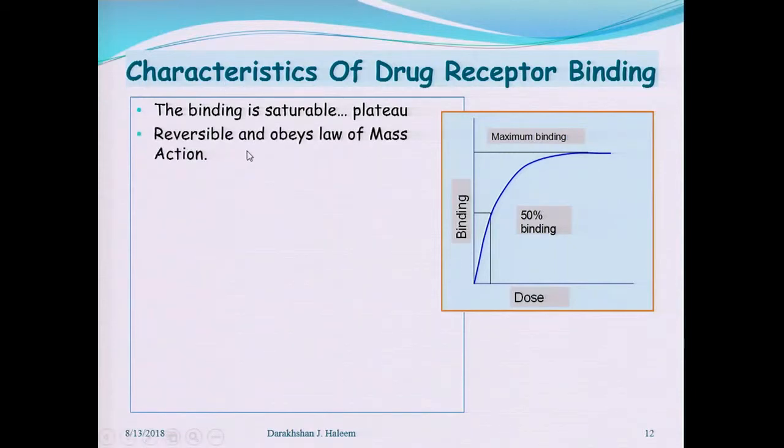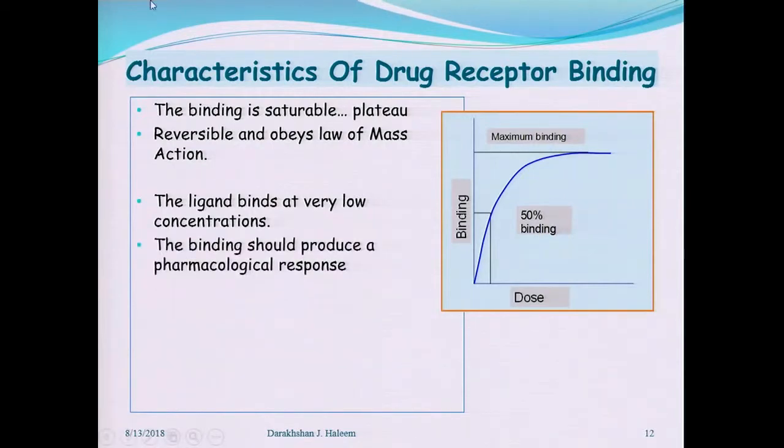The binding is reversible and obeys the law of mass action, meaning drug plus receptor is equal to drug receptor complex, and then the reverse reaction. And the other thing is that the ligand or the drug should bind to the receptor sites at very low concentration. Very low concentration of the drug should be able to bind with the receptors, otherwise it is non-specific binding. And lastly, the binding should result in a pharmacological response.